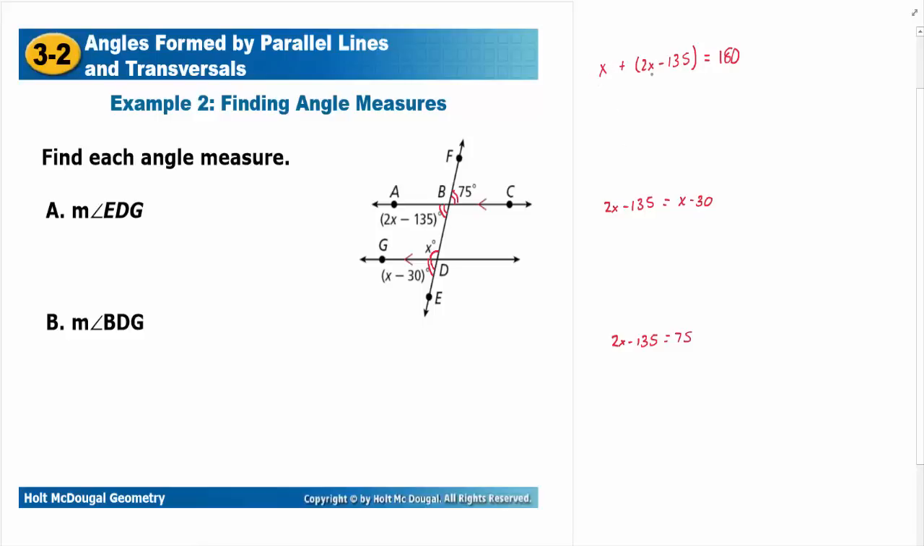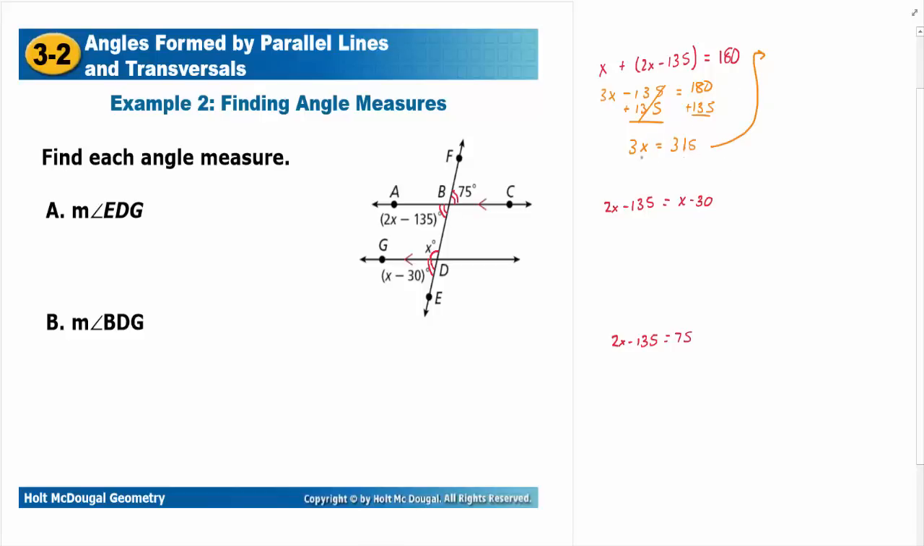So here I'm going to go ahead and combine like terms. Don't worry about these parentheses here, because there's nothing really to add or subtract in the parentheses. So x plus 2x, that's going to give you 3x minus 135 equals 180. So if I'm solving this, I'm going to add 135 to both sides. And I now have 3x equals 315.